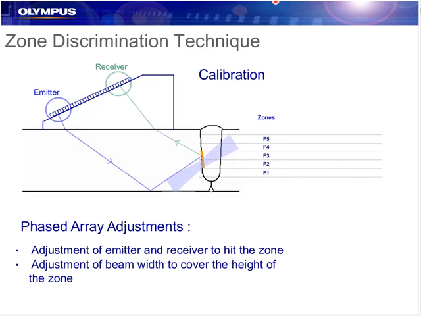So in this case, we'll have a beam per zone, and each separate grouping of elements will only be firing a single ultrasonic beam. So what we're really doing is just varying the use of phased array to fit our application.